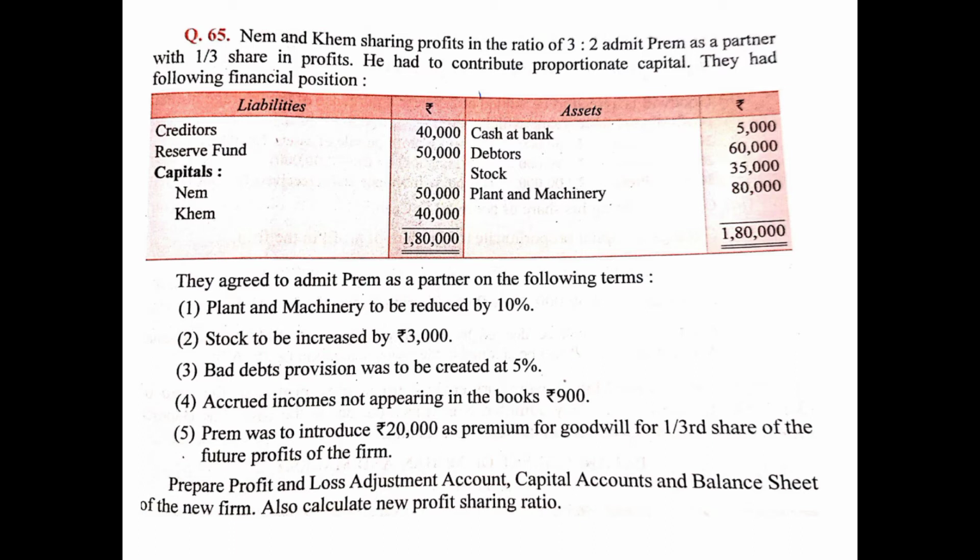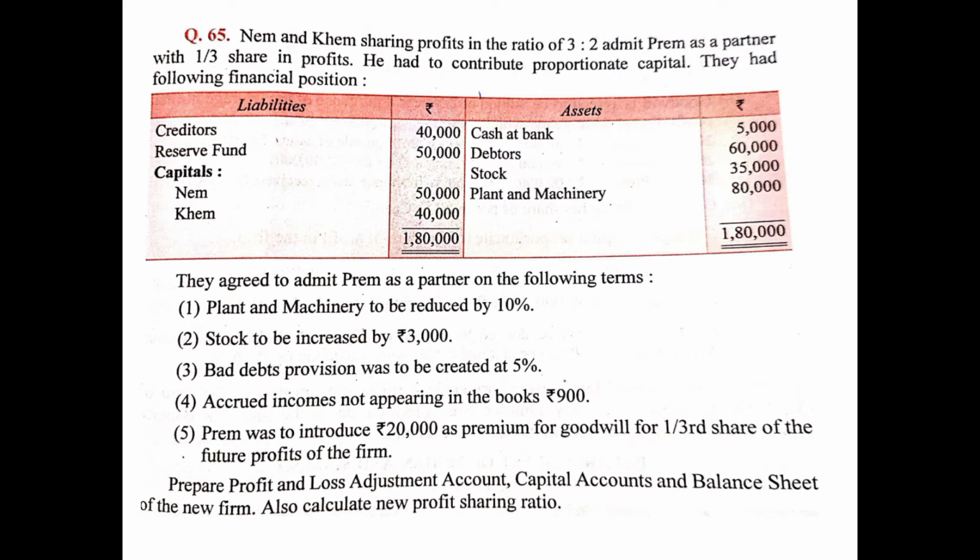That means there are 2 old partners, Naam and Kaam, and they are accepting a new partner, Prem, for 1/3 share. He had to contribute proportionate capital. Now, the word proportionate is given. That means which case will apply? That means we have to calculate Prem's capital on the basis of old partners' capital.